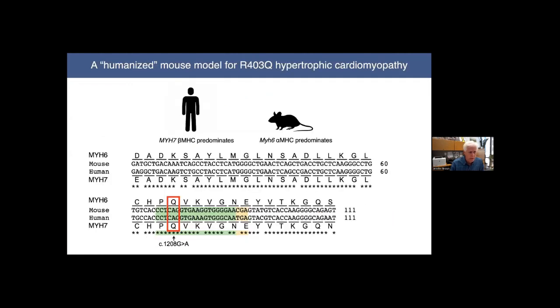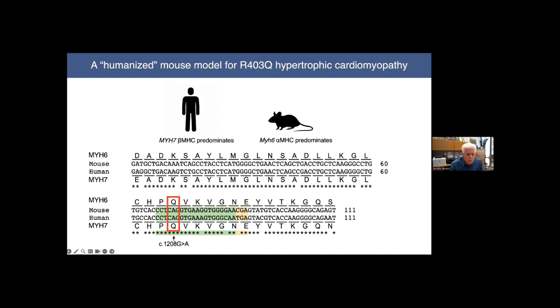So whereas myosin heavy chain 7 is the dominant myosin, as most of the audience well knows in humans, in mice, the dominant myosin is MYH6, also known as alpha myosin heavy chain, versus beta myosin heavy chain in humans.